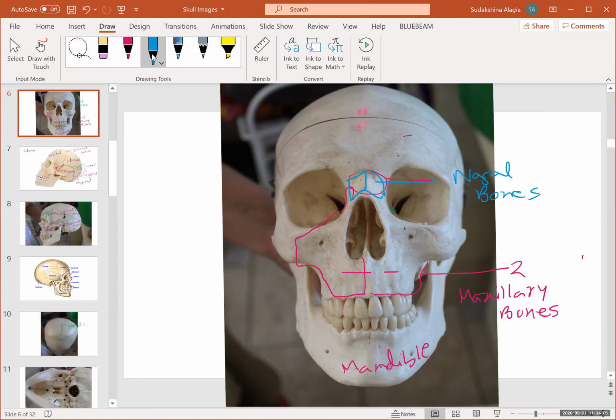How about the nasal septum? What's separating the nasal cavity into two sides? The bottom, this, right there. This is the vomer.